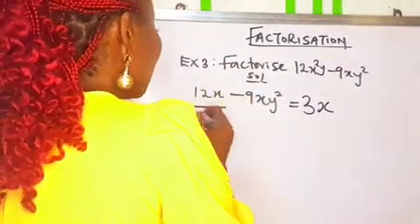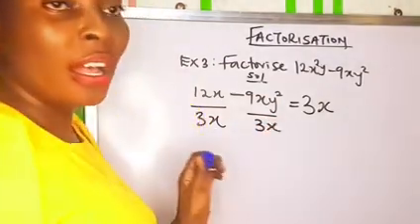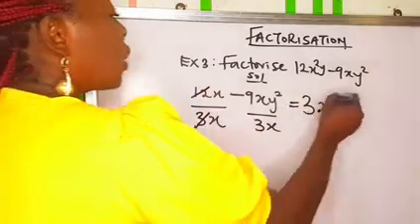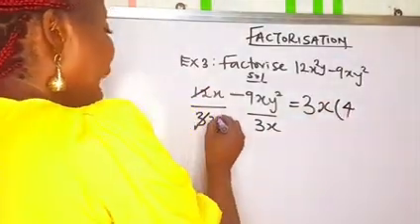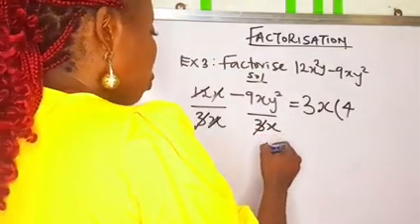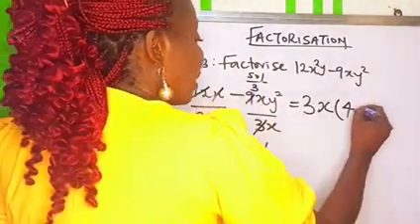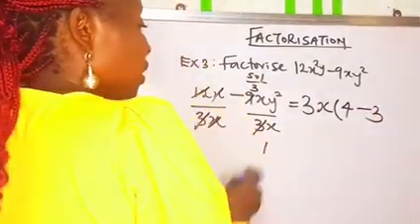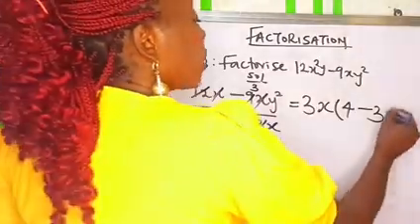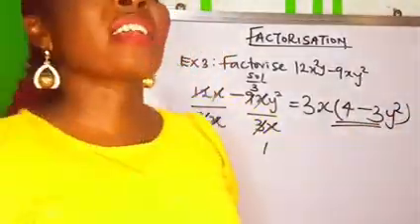So I'm going to divide this by 3x and also divide this by 3x. If I do that, 3 will divide 12, and that will give us 4. x will cancel out x. 3 here also is 1. 3 divided into 9 is 3. Remember, this is minus. We write our 3. x will cancel out x, and we will be left with y squared. And this is our final answer.